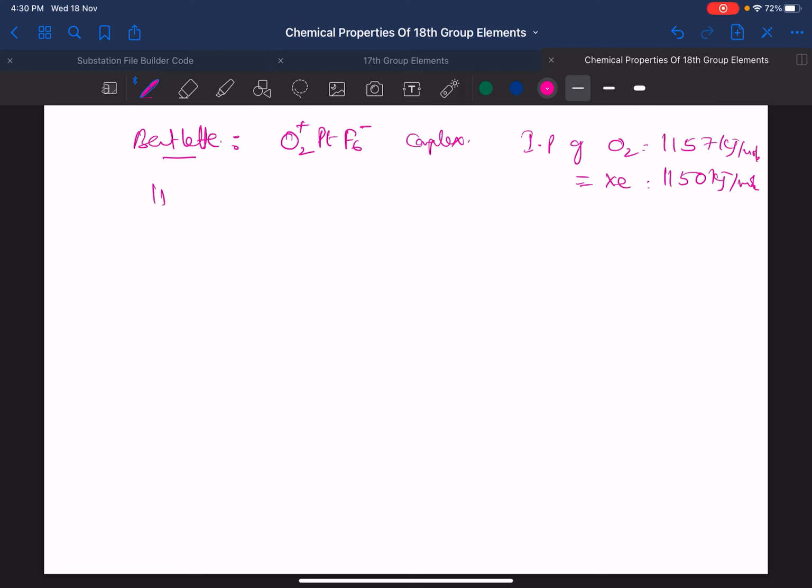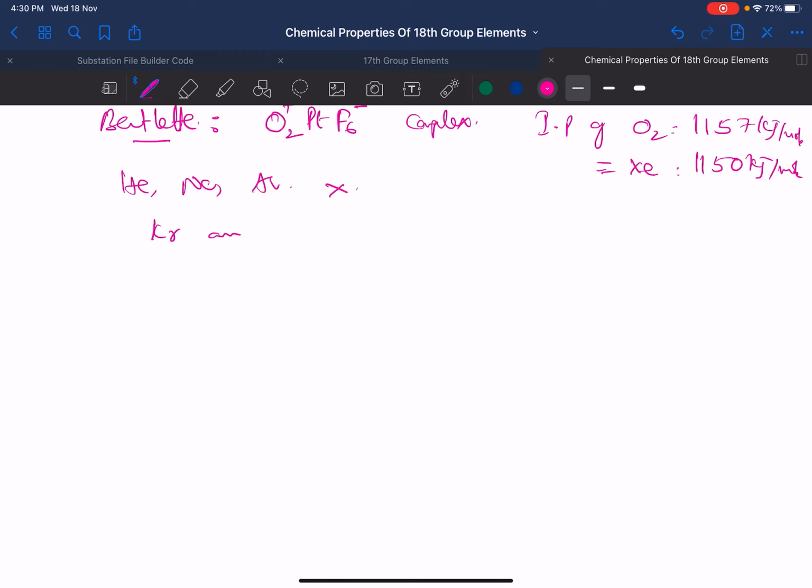And next, helium, neon and argon do not participate in chemical reactions. That means they do not form any compounds with other elements, whereas krypton and xenon do participate in chemical reactions. Xenon compounds are very familiar, whereas krypton compounds are very few.